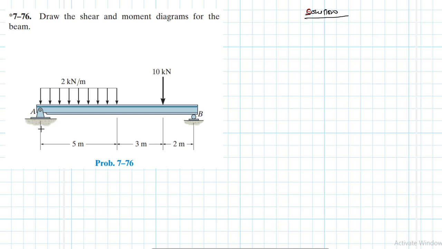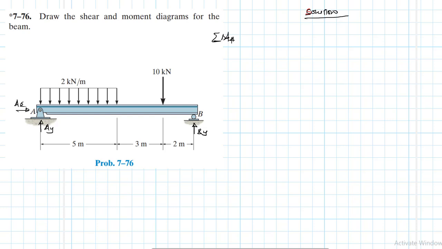Let's draw the free body diagram. We're going to have a vertical reaction like so, and then a horizontal there. And later on at the roller, we're going to have a vertical reaction like so. Applying the equations of equilibrium, we'll start with support A.